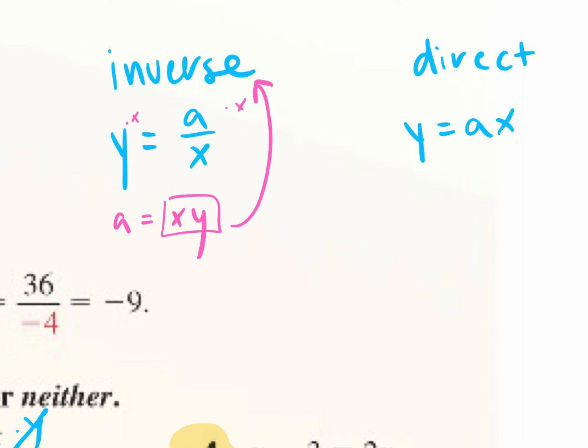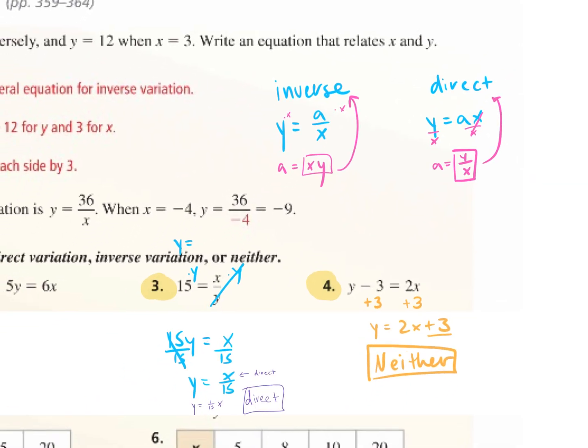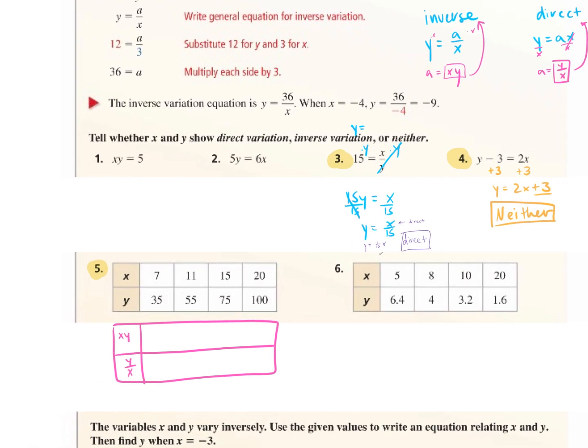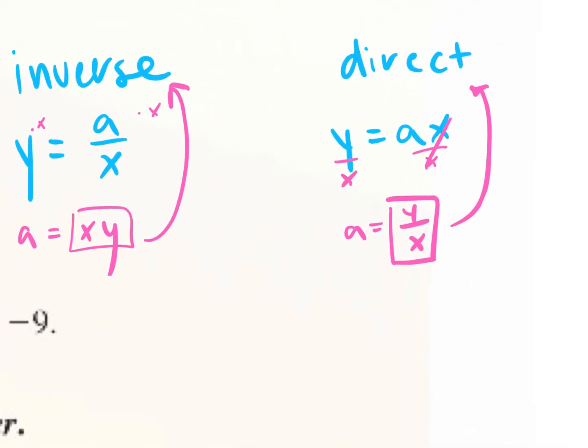We do the same thing with direct. We're trying to solve for a, so I would have to divide x on both sides. So if a is y divided by x, if y divided by x is a constant, then that would mean that it's direct variation. So we're looking to see which one has a constant here. I'll go back to that, but x times y would be inverse variation. Y divided by x is direct. And this is why, because it's when you're solving for a.